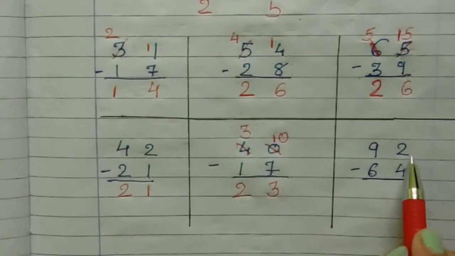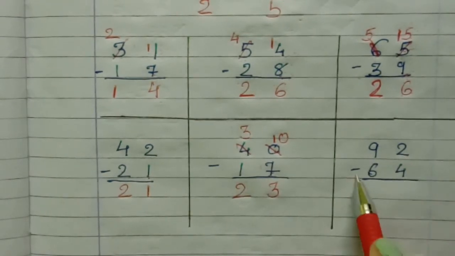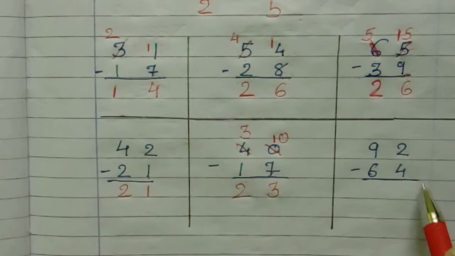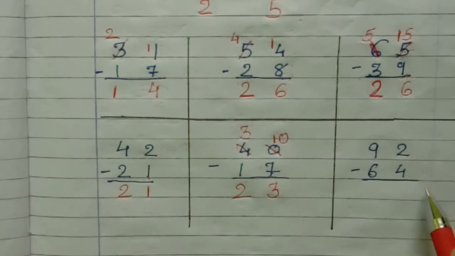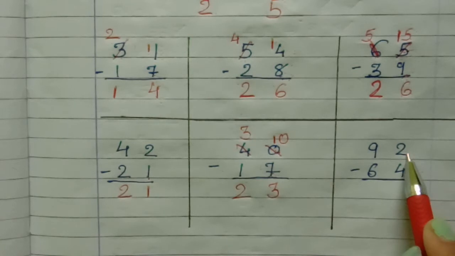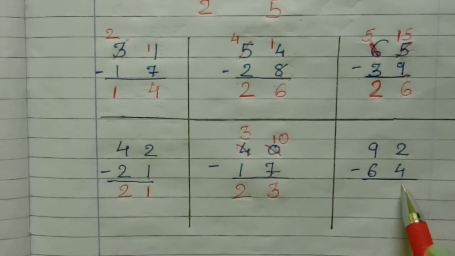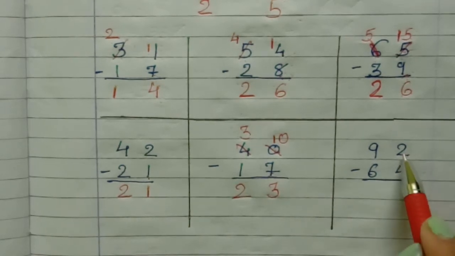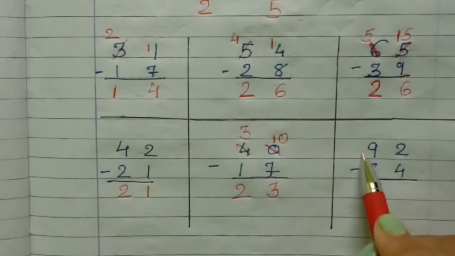Next, 92 minus 64. We'll check first at the one's place. 2 minus 4, is it possible? First we have to check whether it is possible or not. We have to subtract from 2. If you have 2 chocolates and someone asks for 4, can you give 4 chocolates from 2 chocolates? No. So 2 has to borrow from 9 in the next place.